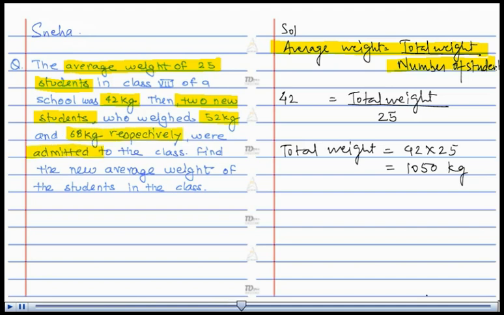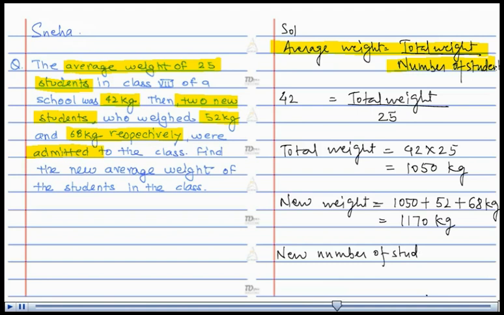It is also said in the question that 2 new students who weighed 52 kg and 68 kg respectively were admitted to the class. Therefore, now the weight is going to be increased. So, the new weight will be equal to 1050 kg, that is total weight of 25 students, plus 52 kg plus 68 kg, which means 2 new weights are included now into the class, and this is equal to 1170 kg.